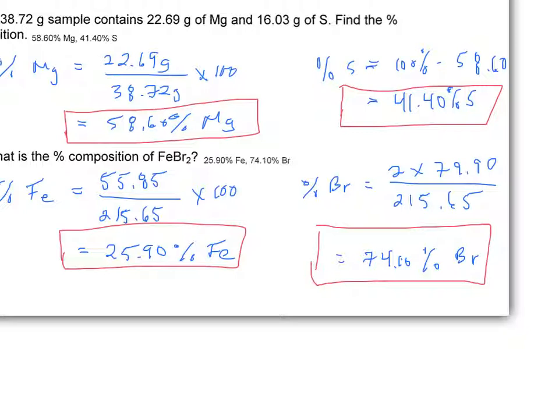Calculating the percent composition is the first step in the method that we're going to use to identify unknown compounds. In the next lesson, you'll learn step number 2. Try out the percent composition questions listed on your assignment checklist.